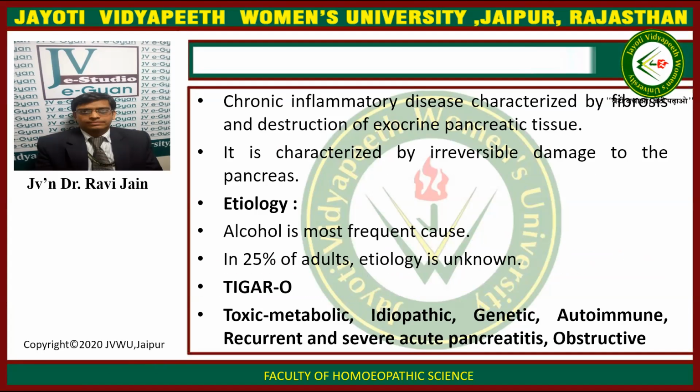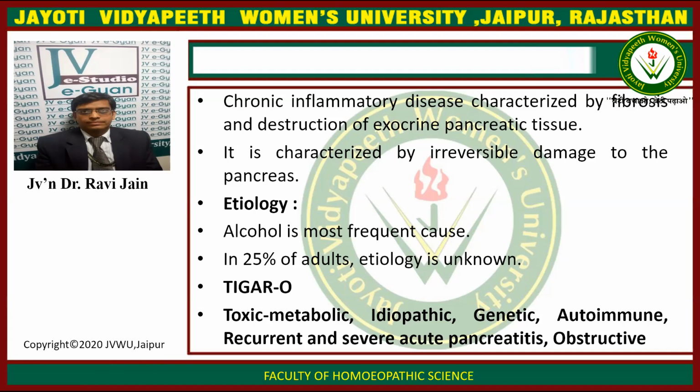Chronic pancreatitis is a chronic inflammatory disease that is characterized by fibrosis and destruction of the exocrine pancreatic tissue. It is characterized by irreversible damage to the pancreas. This irreversible damage is due to two factors: number one, fibrosis, and number two, destruction of the exocrine pancreatic tissue.